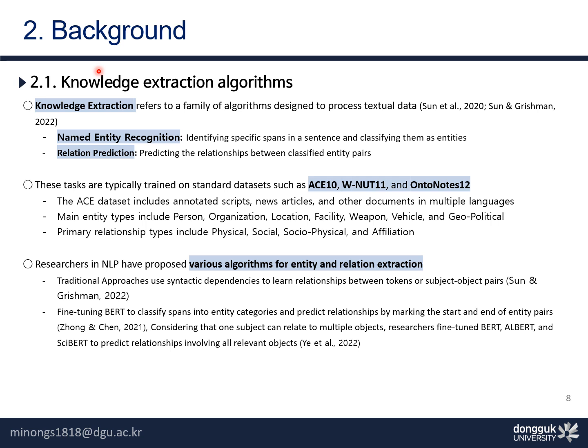Moving on to the background section, knowledge extraction algorithms involve processing text. Named entity recognition is the task of identifying entities in sentences and classifying them, including predicting the relationships between classified entity pairs. These tasks are primarily trained on standard datasets like ACE05, WNUT, and OntoNotes.